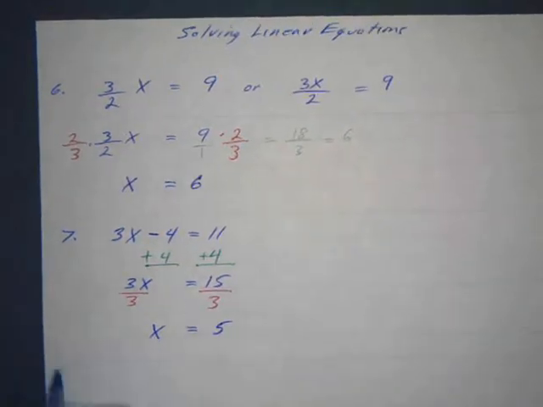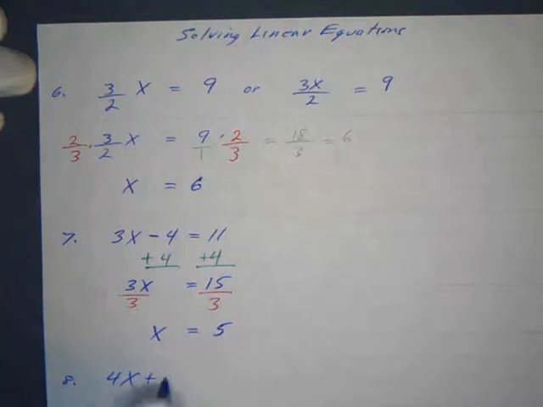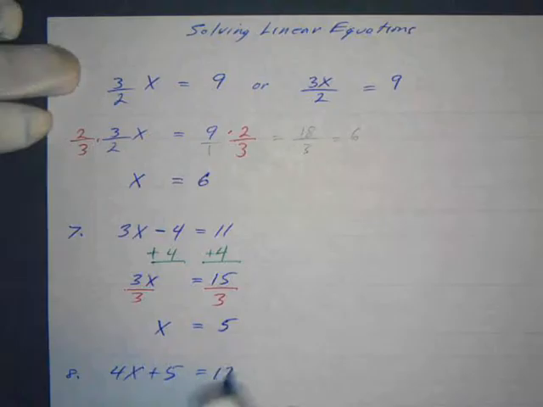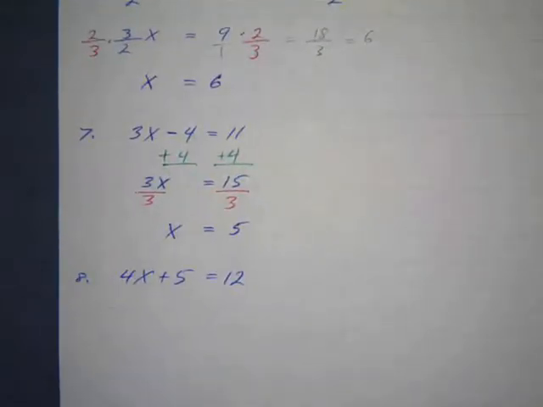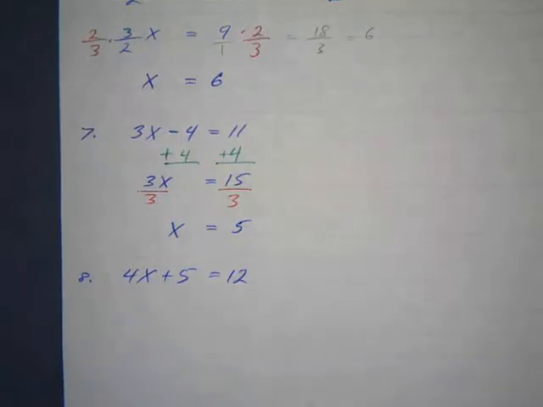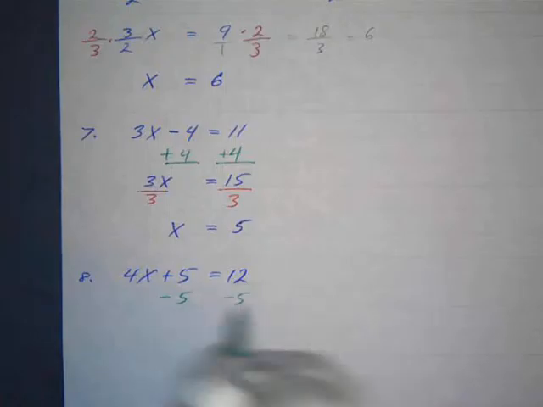Okay, number 8. This is going to be 4x plus 5 equals 12. So again, I want to solve for the x. The 4 is joined by multiplication. The 5 is joined by addition. Addition is the weaker operation. The opposite of addition is subtraction. So I'll subtract 5 from both sides.